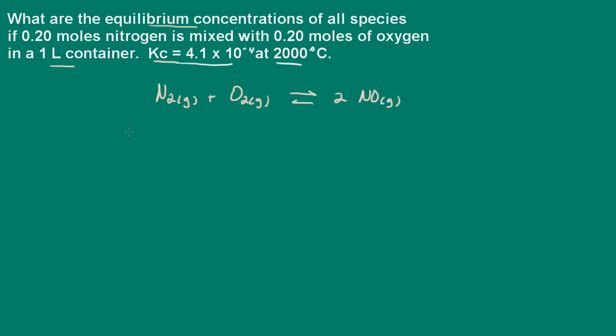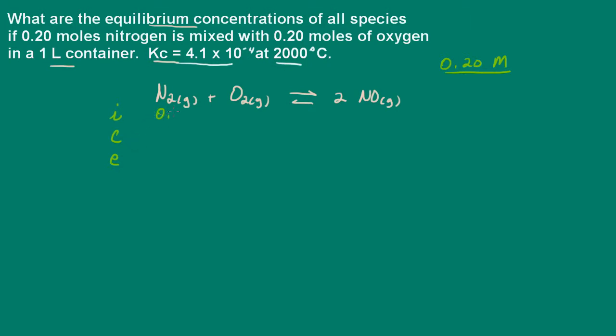So the first thing we need to do is determine the initial concentrations of nitrogen and oxygen. So what we have here is 0.2 moles of each in a 1 liter container, so that would just be 0.2 molar. Okay, so we have that. So let's go ahead and set up our equilibrium concentration table. So initial, change, and equilibrium concentrations.